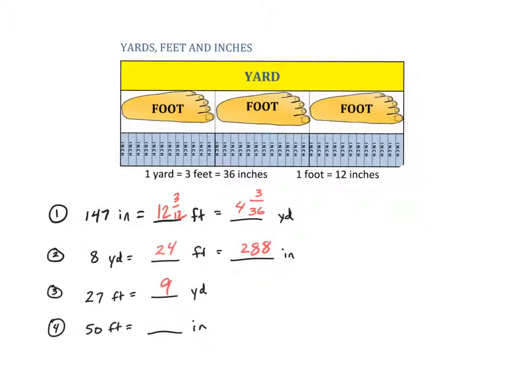And the last question says 50 feet is how many inches? So I have 50 of these feet. Each foot has 12 inches inside of it. So I need to take my 50 feet, and each of them will have 12 inches inside of them. So I have 50 groups of 12. So I have 2 times 0 is 0. 5 times 2 is 10. 1 times 0 is 0. And 1 times 5 is 5. So I have equal to 600 inches.